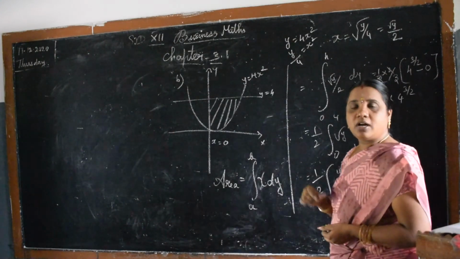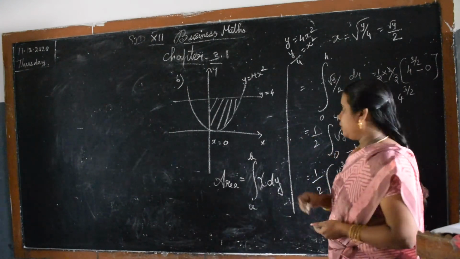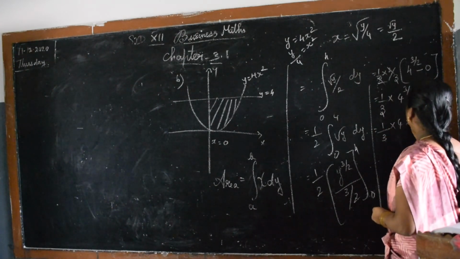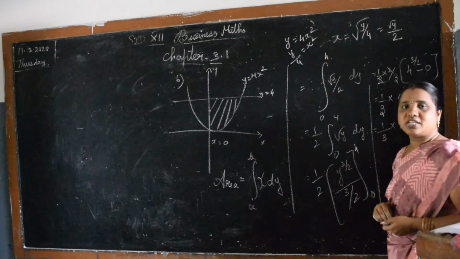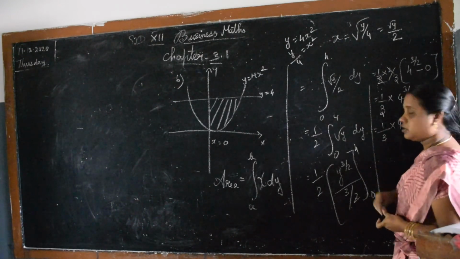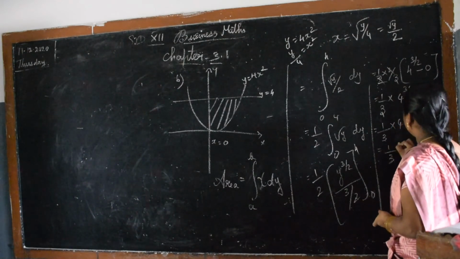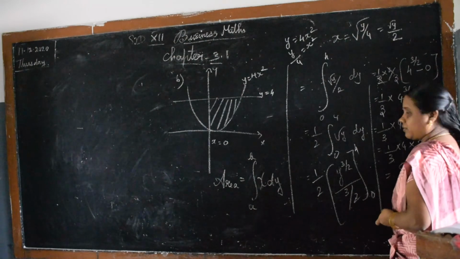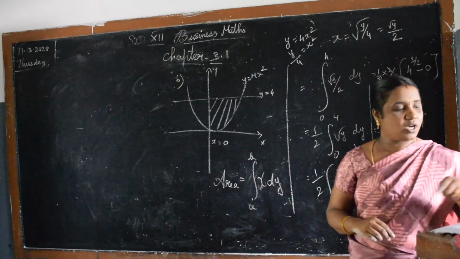Like the previous problem, how can you write this 3 by 2? You can write it as 1 by 3 into 4 into root 4. Have you understood, children? 4 into root 4 is nothing but 4 power 3 by 2. So our answer is, what is the root 4 value? 2. So our answer is 8 by 3 square unit. This is the answer for 6th problem.